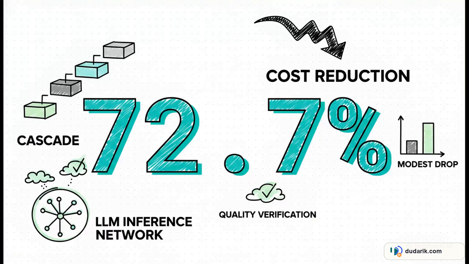72.7%. That is the exact amount of evaluation compute cost you can eliminate using this framework, with a technique the researchers call cascade evaluation. And the absolute best part about this? You get this massive cost reduction with only a tiny, very modest drop in evaluation quality. Let's break down exactly how it pulls this off.